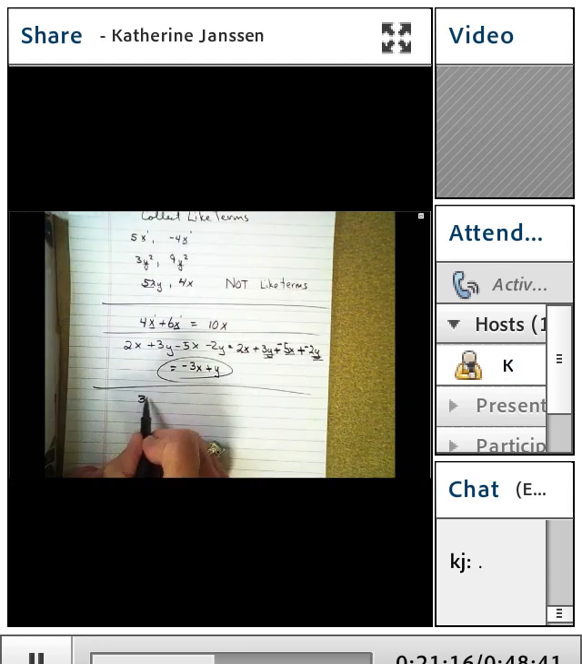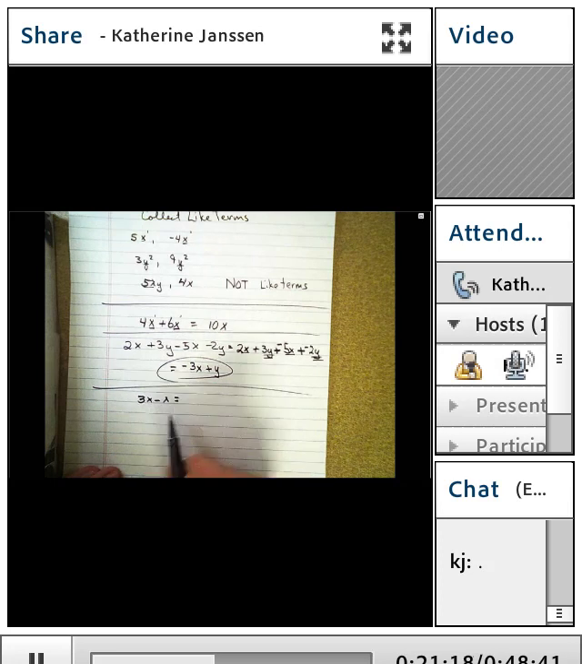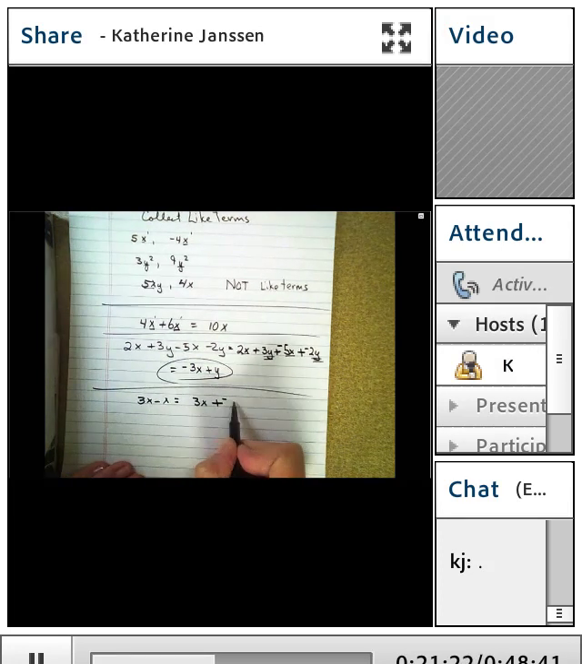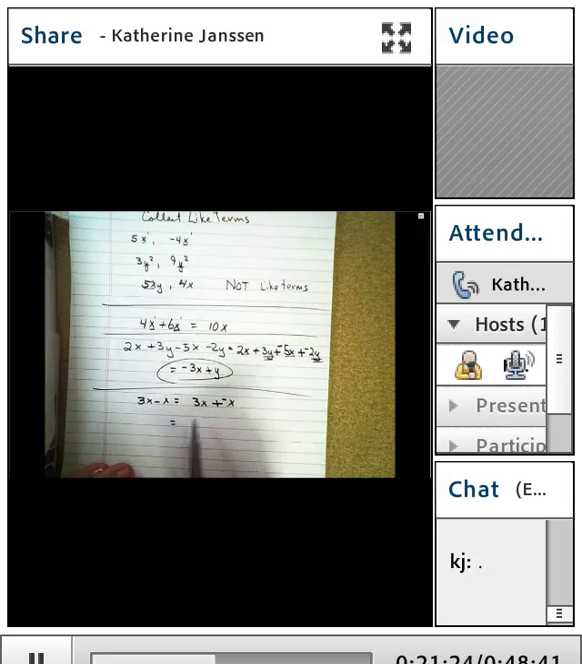3x minus x. Change subtraction to addition and add the opposite. I do have like terms. This is x to the first degree, x to the first degree. 3x subtract 1x would be 2x.